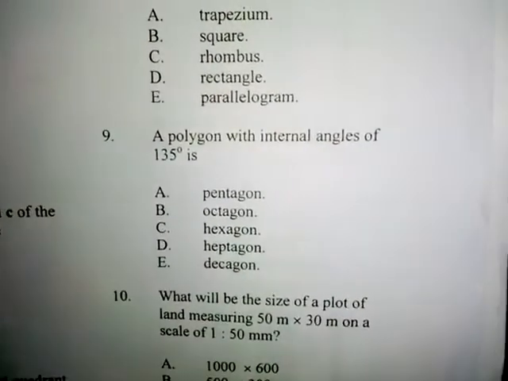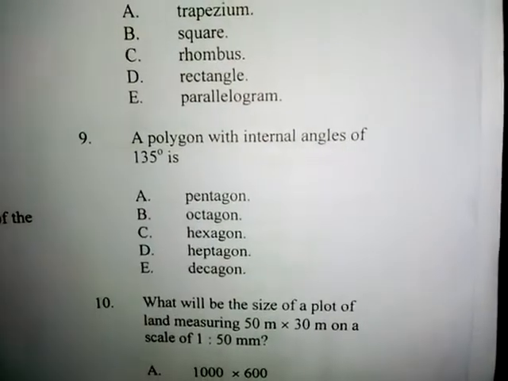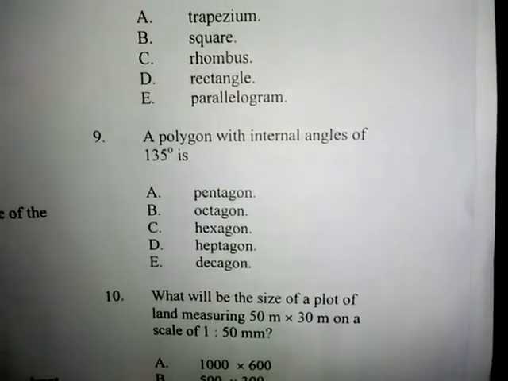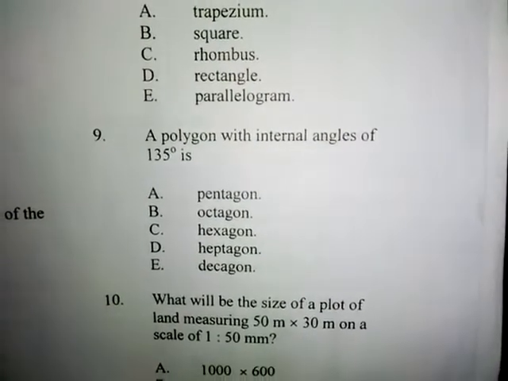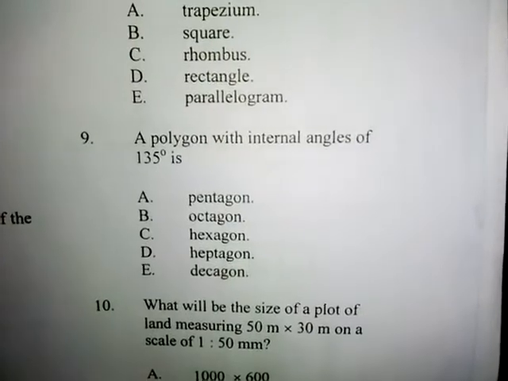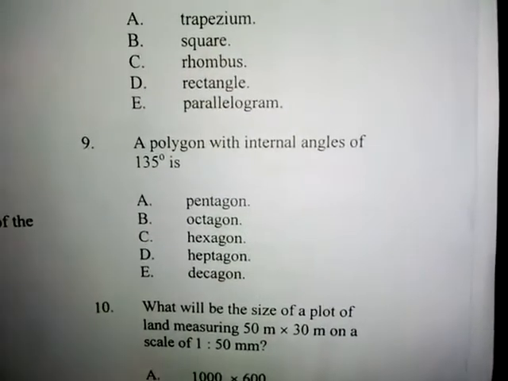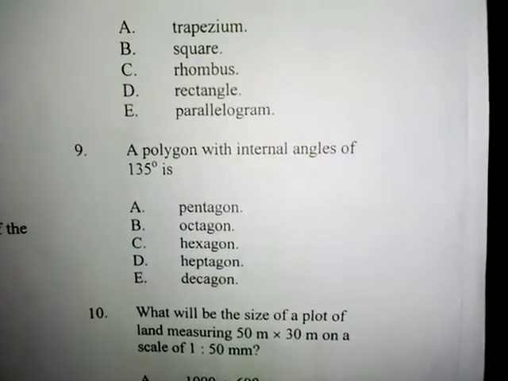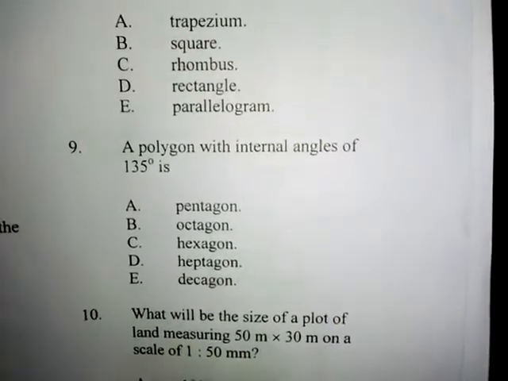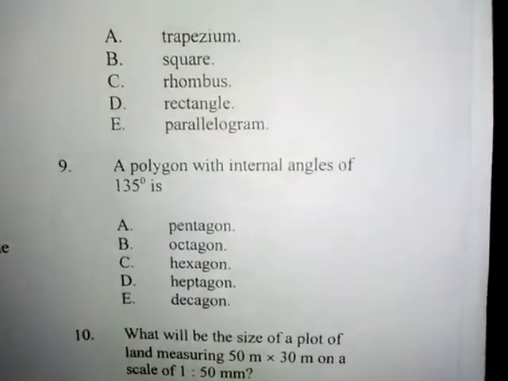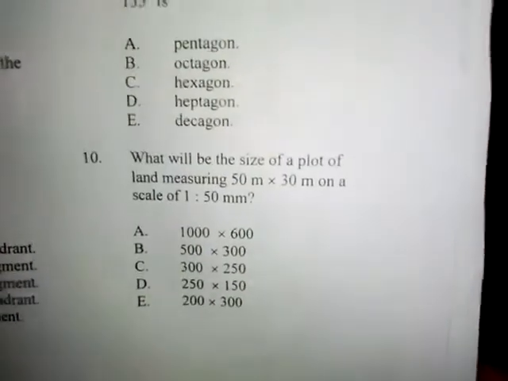Question 9. A polygon with internal angles of 135 degrees is, the correct answer is option B, which is octagon. So if you want to confirm it, just find the sum of interior angles of an octagon, and divide the result by 8. The sum of interior angles of an octagon is 10,080. Divide 10,080 by 8, it will give you 135. Question 10.